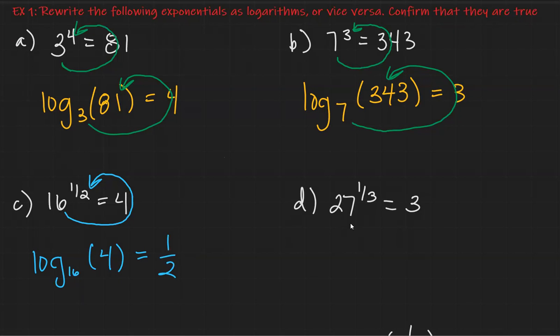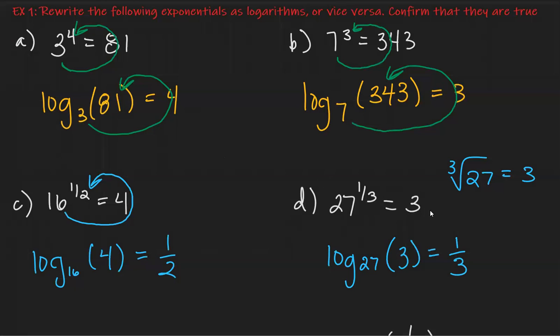All right, one last one. 27 to the 1/3 power is 3. That's true because the cube root of 27 is in fact equal to 3. What times itself 3 times is 27? That is for sure 3. So log base 27 of 3 is equal to 1/3.